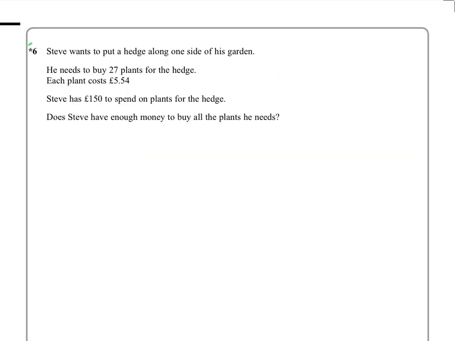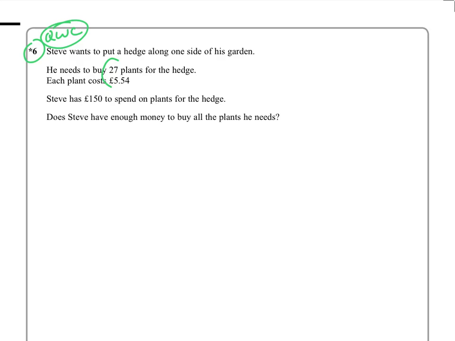So, quality of written communication again, so be careful about your workings. Steve wants to put a hedge along one side of his garden. He needs to buy 27 plants for the hedge. Each plant costs £5.54. Steve has 150 quid to spend. Does he have enough money?